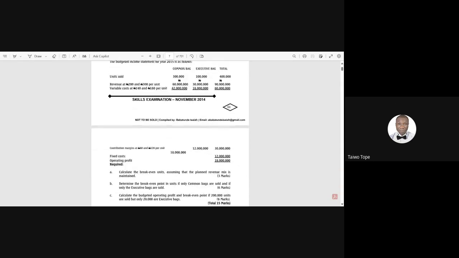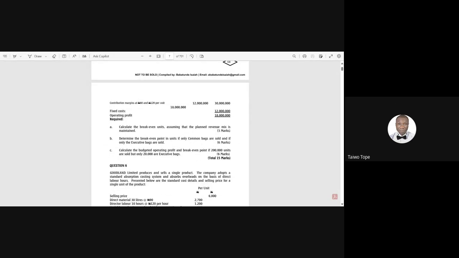For common bag, it will be 200 minus 140. For executive bag, it will be 300 minus 180. That will be the contribution for each separately. So if that is the case, 120 naira is for executive bag. Determine the break-even point in units if only common bags are sold.